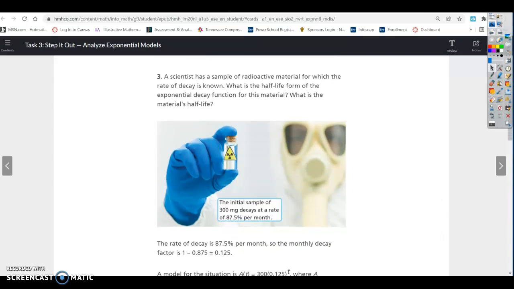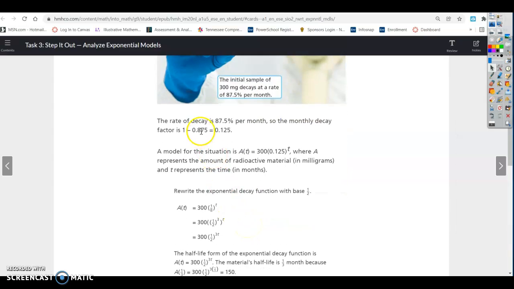Alright, so it says a scientist has a sample of radioactive material for which the rate of decay is known. What is the half-life form of the exponential decay function for this material? What is the material's half-life? So the initial amount is 300 milligrams, and it's going to decay at a rate of 87.5% per month. Okay, so this time we're doing per month instead of year. All right, so it says the rate of decay is 87.5% per month.